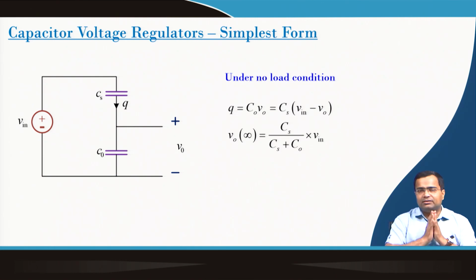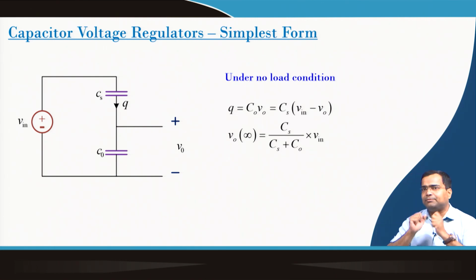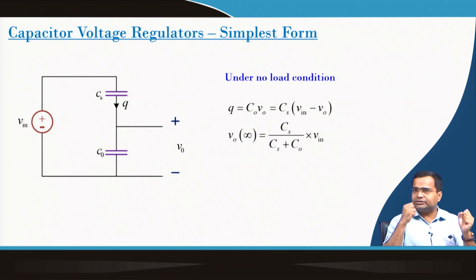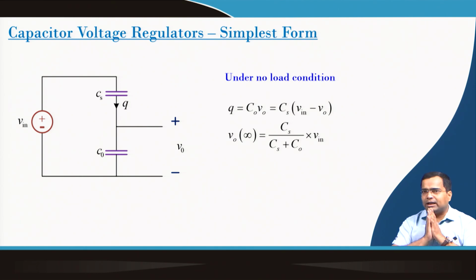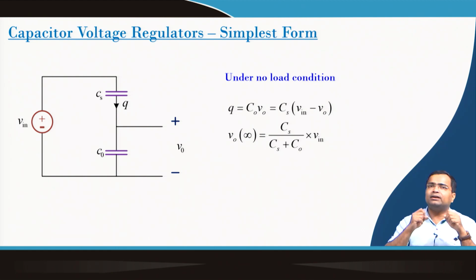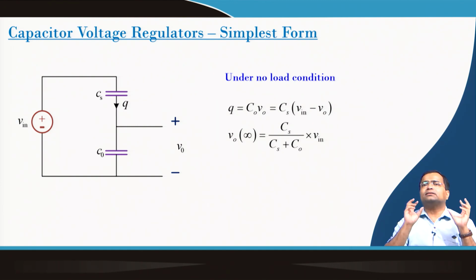But what is the problem here? The first problem: if there is any variation in the input voltage, since the ratio is constant, the output voltage will vary. So, it has poor line regulation. That means any change in supply voltage will lead to variation in the output voltage. Another problem is that here we have not connected any load. If you do not connect any load, then the charge balance will happen in such a way that we can get the output voltage in terms of input voltage and the ratio of capacitance.